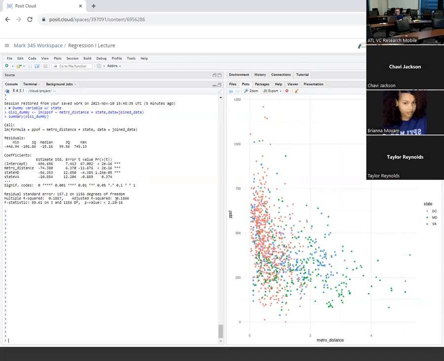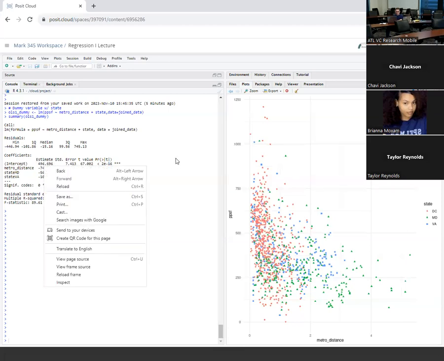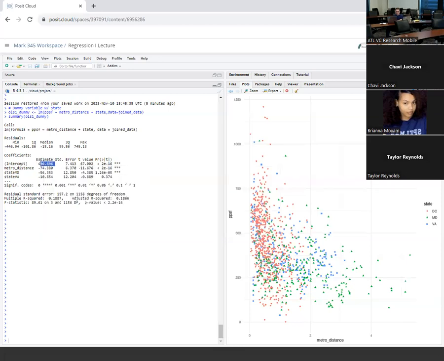Right? Now let's go to the next step. What does this intercept mean? And which geographical area is this intercept relevant for? Let's go backwards. Let's start with Taylor. What does this mean, and who is it for?